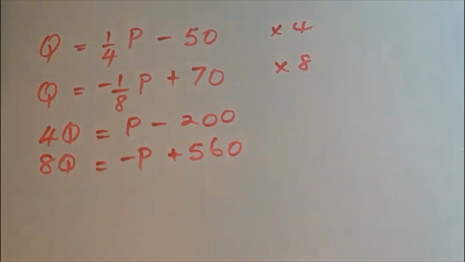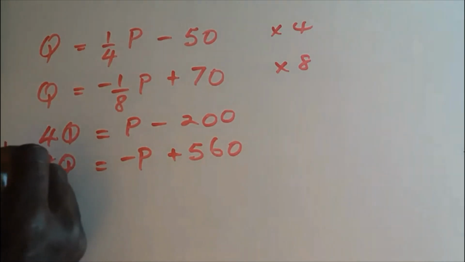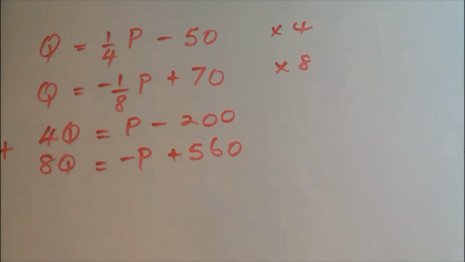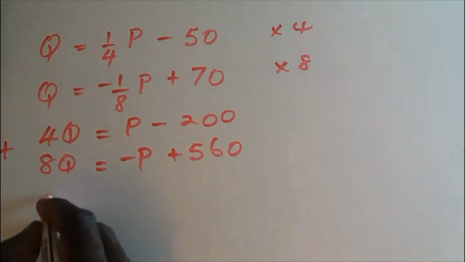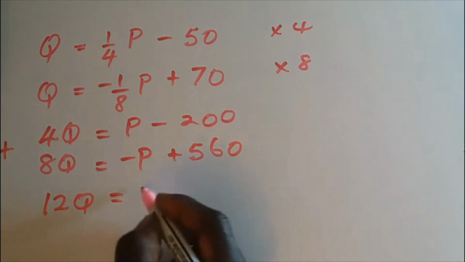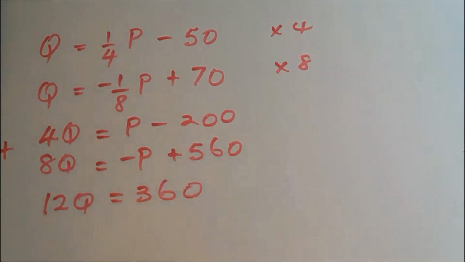In order to solve this pair of simultaneous equations, we'll just add these two equations. In that way we'll eliminate P, because when we add P to negative P we have 0. So we have 12Q is equal to 360, giving us Q equal to 30.